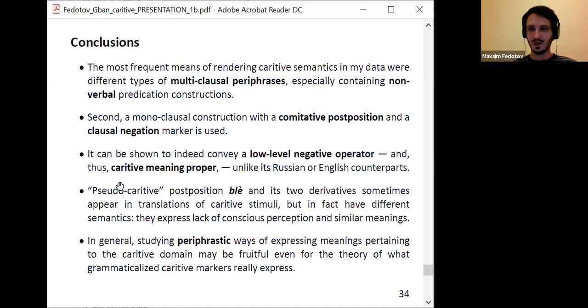And I would like to add that probably studying languages without a specialized caritive marker can be fruitful even for the theory of what grammaticalized caritive markers really express, because if you give a language stimuli with a single obscure marker, such as sans in French, you have a lot of different ways to translate it, which actually show very well what this marker really means.